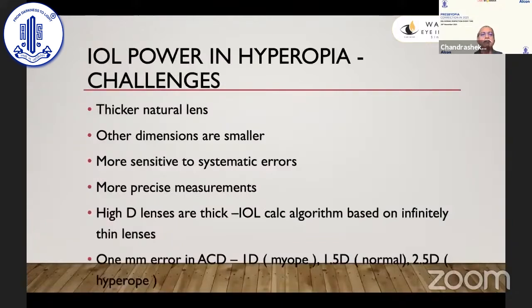Then we go to hyperopia. The challenges are different in very short eyes. I'm talking only about IOL power calculation. The natural lens is thicker, but other dimensions are smaller, and a very small change in any dimension will give you a drastic change in the IOL power. So we have to be very precise about measurements. Similarly, the high diopter lenses are thick, and the calculation algorithms are based on infinitely thin lenses, and therefore we have to be careful again about the calculations.